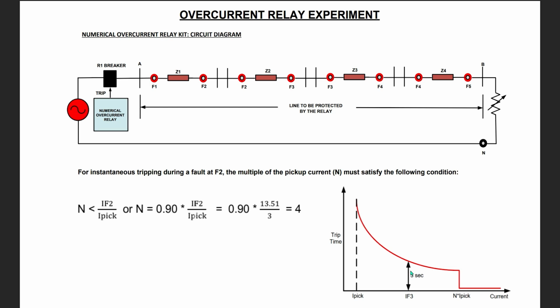Therefore, the expected shape of the relay characteristics for this particular problem looks like this. At F3, the relay should trip at around 3 seconds. And if the fault current is greater than N times pickup, the relay will trip the breaker instantaneously.